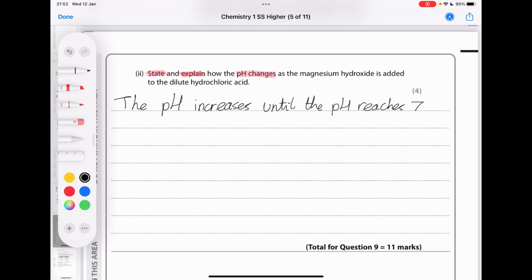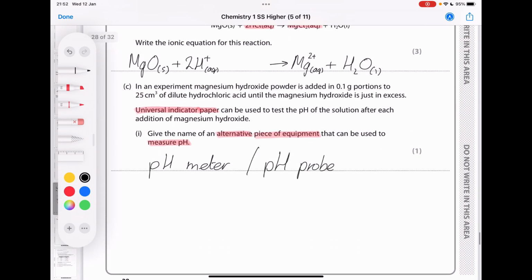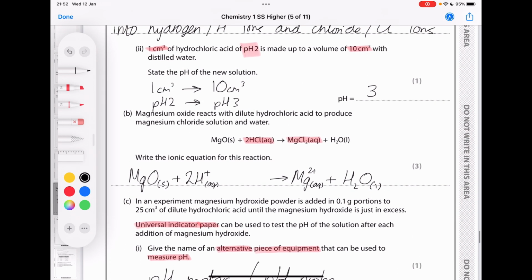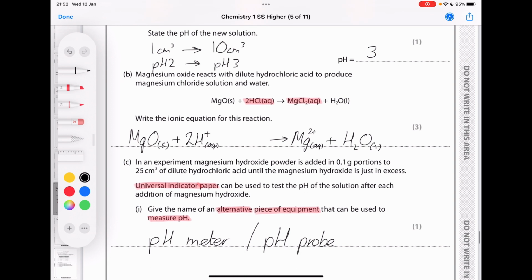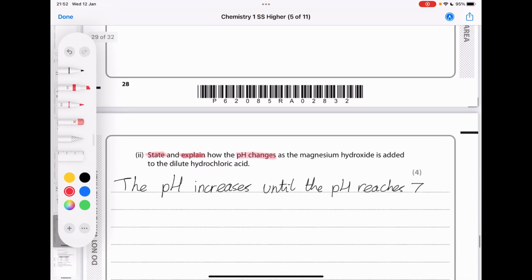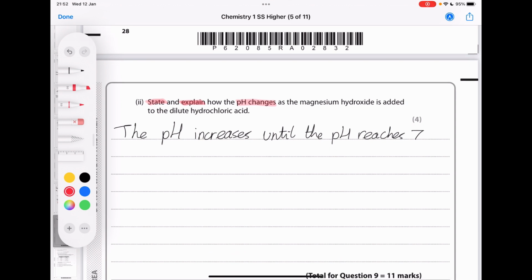The reason why the pH does not keep going is because if we look at the equation, magnesium hydroxide powder is being used, and therefore this is a solid, and we're going to stop once the magnesium hydroxide is just in excess. So we're adding just enough solid for all the acid to react and not continuing to go up into more and more alkali pH above 7.